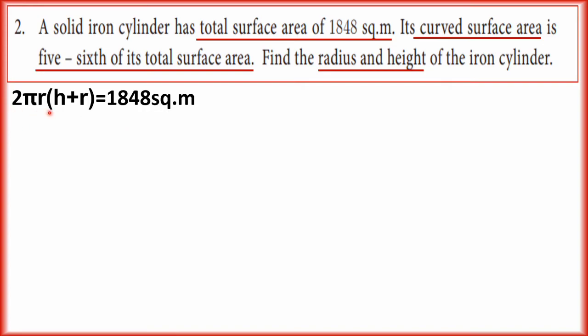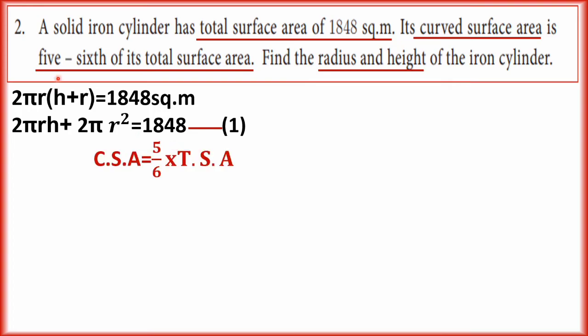Multiply these two terms. What happened? 2 pi r into h, 2 pi r h plus 2 pi r into r, 2 pi r square equal to 1848. Let us take this as equation number 1. Next, CSA equal to 5/6 of its total surface area. Then substitute total surface area as 1848.